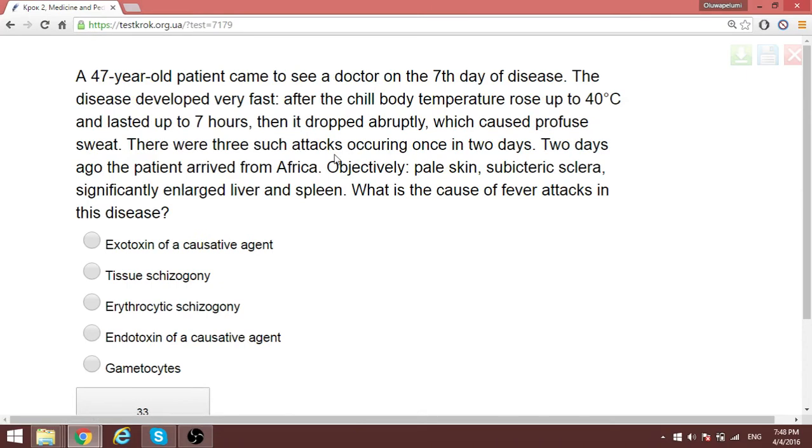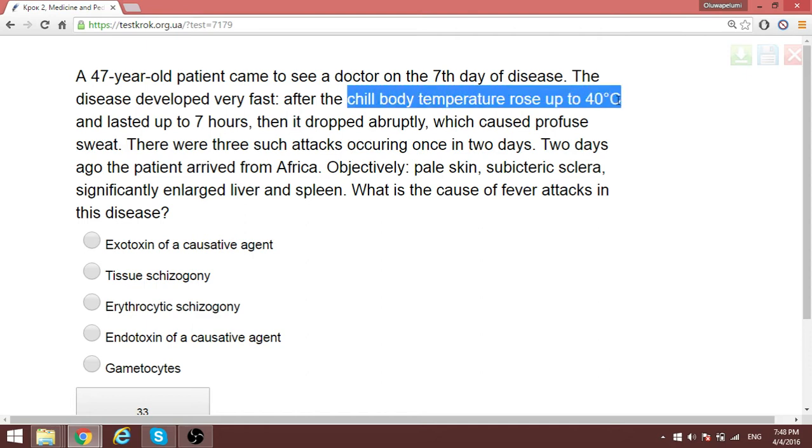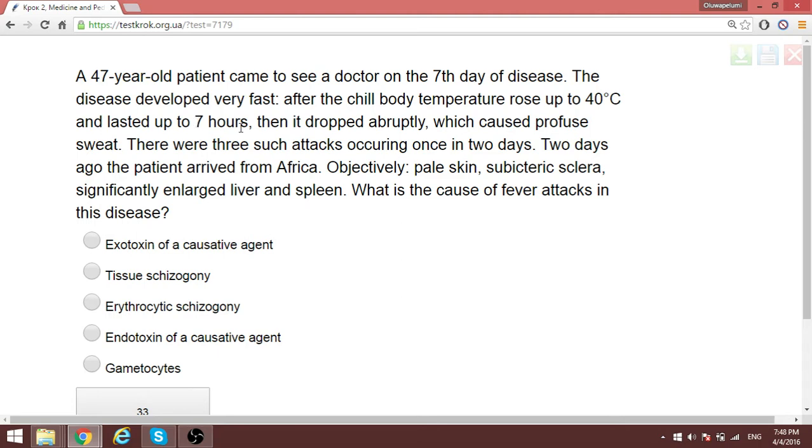Reading through this question, it looks so familiar. It's clear that this is a patient with chills, body temperature up to 40, lasting up to 7 hours, and the patient came on the 7th day of disease with subicteric sclera. This is similar to malaria, with a significantly enlarged liver and spleen. This is malaria.